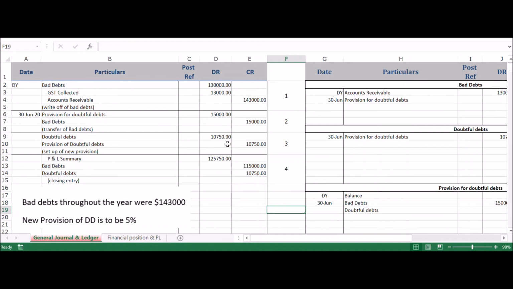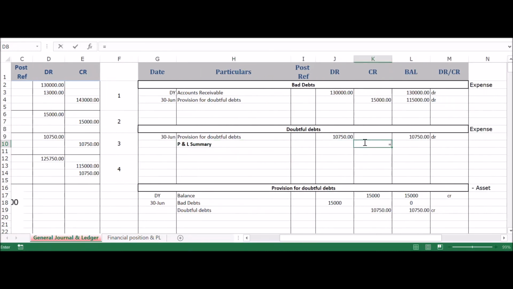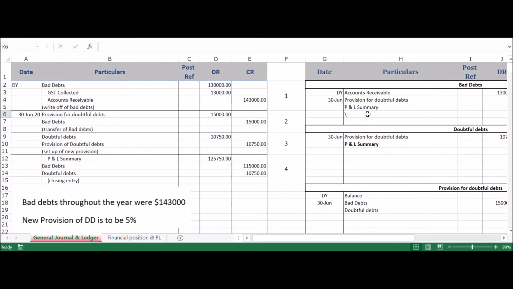Can't get the pen working at the moment, but this is basically what we do. I haven't transferred them to the profit and loss summary, but generally that's what we will be doing to close them off, and they're ready to start a new financial year, these accounts. Okay, and I'll just quickly do this bit here, and then that's it. So profit and loss summary for the bad debts, and that will be 0, and that would be 15,000 on the credit side there. So both 0, and hopefully that's all set.